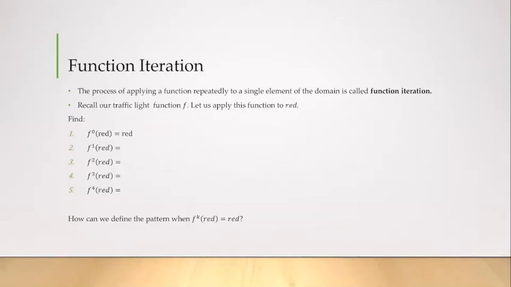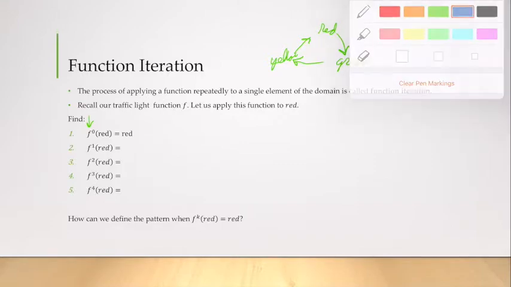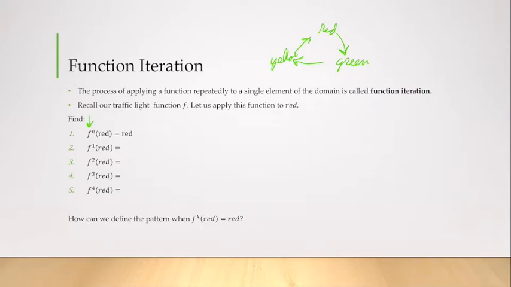Okay? So let's recall our traffic light function and apply this to red. So remember, for our traffic light, red goes to green, green goes to yellow, and yellow goes to red. Cool, I got it right this time. f^0 means not applying the function at all, so f^0 of an element is always just going to be itself. But when I apply the function to red once, red goes to green.